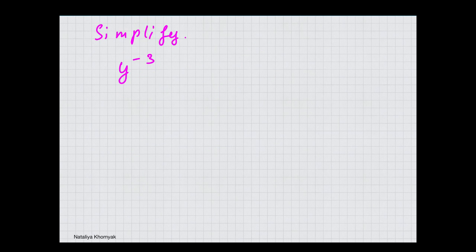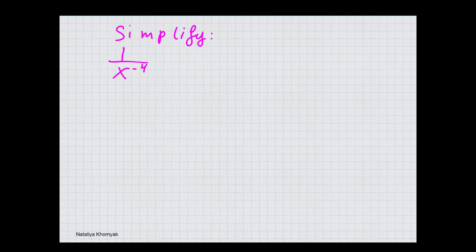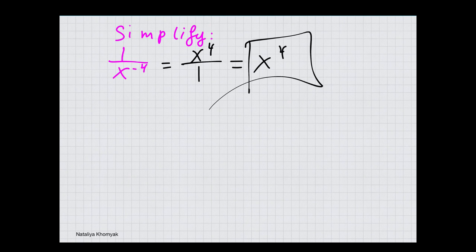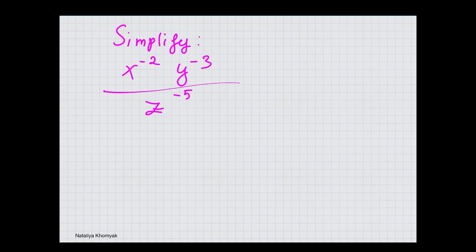So here we have to simplify y to the negative 3. Y is over 1, so we're just going to move things around. And 1 over y to the 3 will be our solution. Here we have to simplify, and the exponent will become positive once the variable is moved to the other side of the fraction sign. So this will simplify into x to the positive 4. And it's our solution.